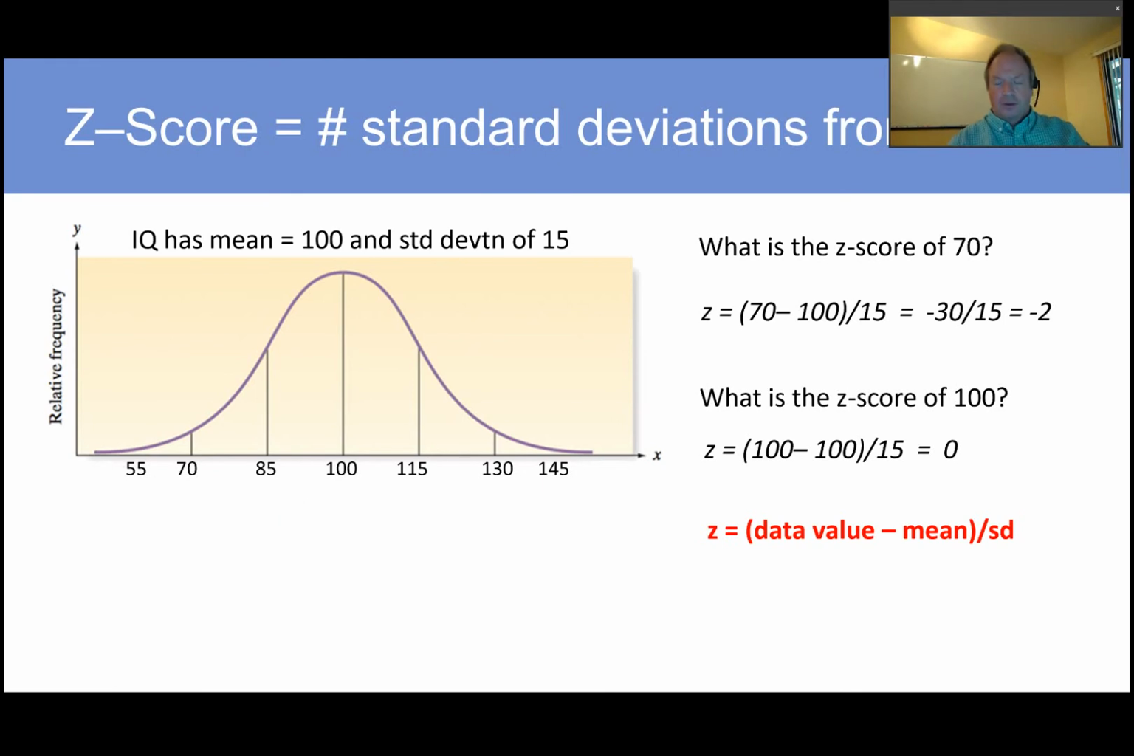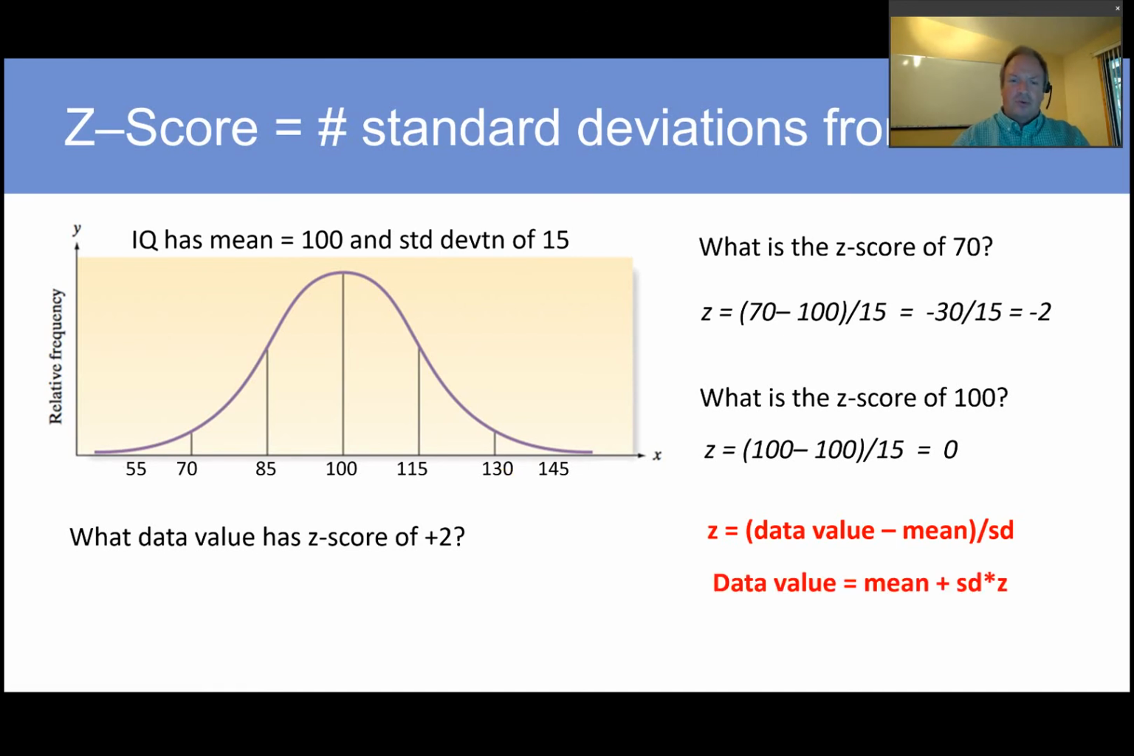What if we want to go backwards? What if I tell you the z-score and I say, what is a data value that has that z-score? So what data value has a z-score of positive 2? Well, again, you can see it from this picture, right? A z-score of positive 2 means it's 2 clicks above. So this is 1 click, because a click is 15 here. This is 2 clicks, so it's 130. But let's puzzle through it with our formula. So for our data value, we're going to start at the mean, and then we're going to go the number of clicks that our z-score tells us to go. So the z-score here tells us to go 2 clicks or 2 standard deviations, which is 30.